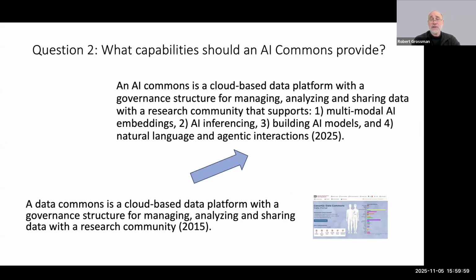We created the core architecture. A decade later, after a year of work and doing five to six papers and studies, I am comfortable thinking of an AI Commons as a cloud-based data platform with a governance structure for managing, analyzing, and sharing data with a research community, that supports multimodal AI embeddings, AI inferencing, AI training, and natural language and genetic interactions.